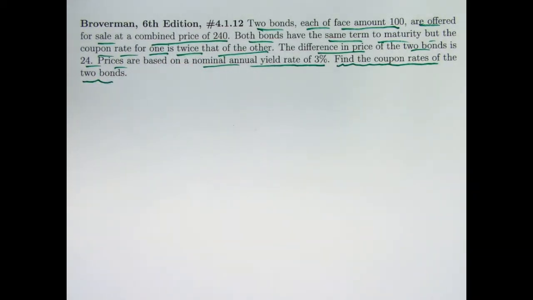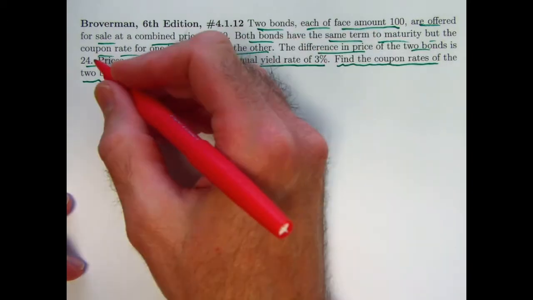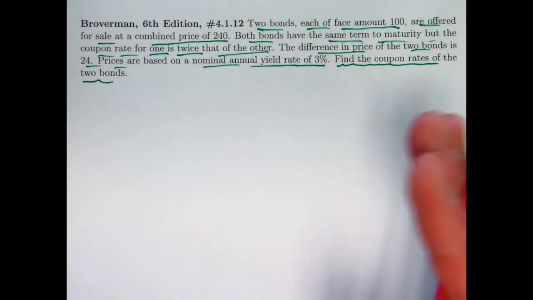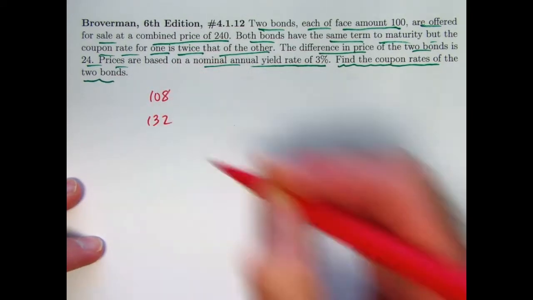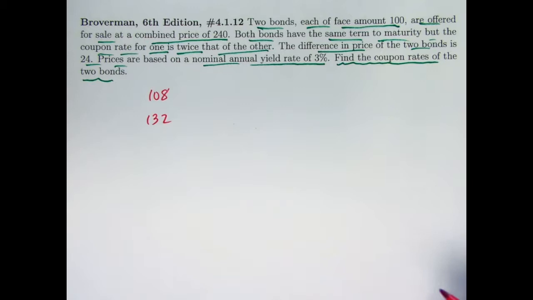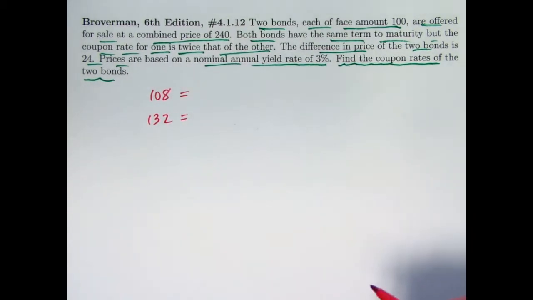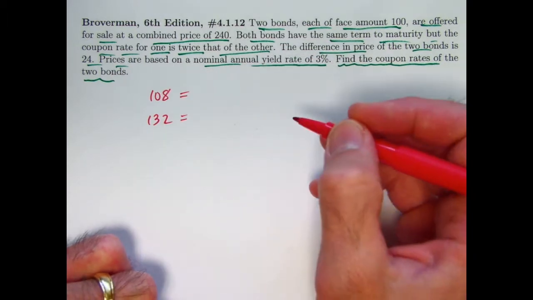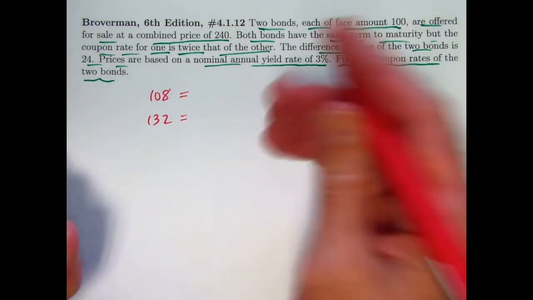All right, so let's write down two equations. You could set up a system of equations to find the prices of the two bonds. They would have to add to 240, and one minus the other would be 24. But you can also just do a little guessing here. I hope you could quickly guess that the prices must be 108 and 132. So you don't have to actually solve that system of equations. So the cheaper one is 108. It's the one with the lower coupon rate, evidently.